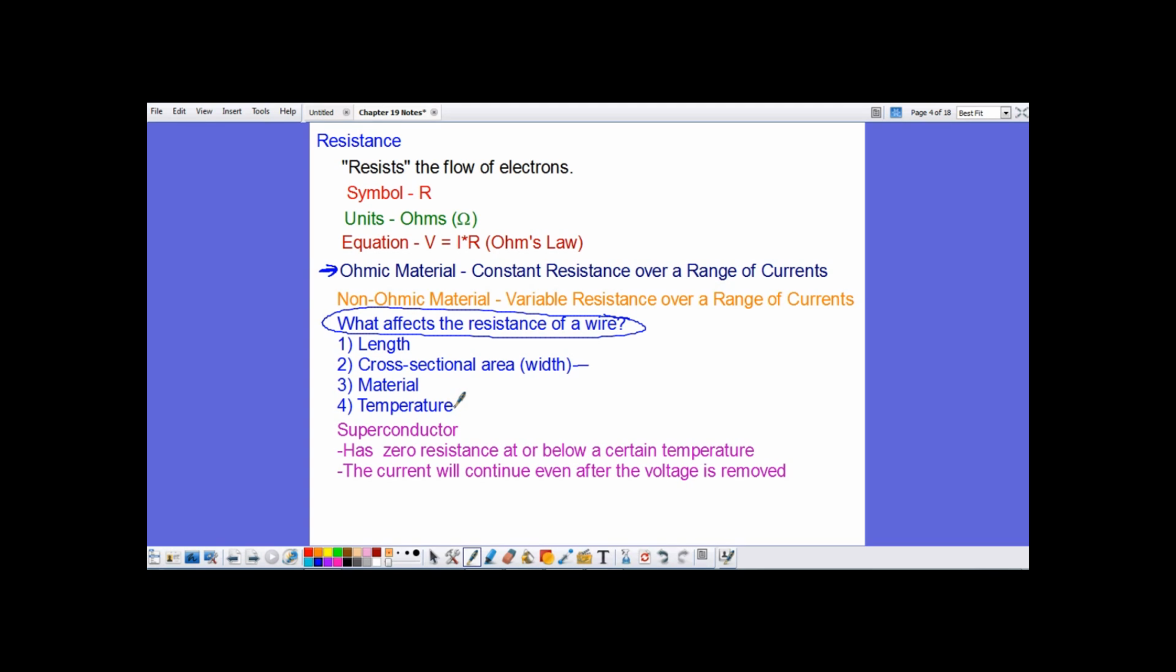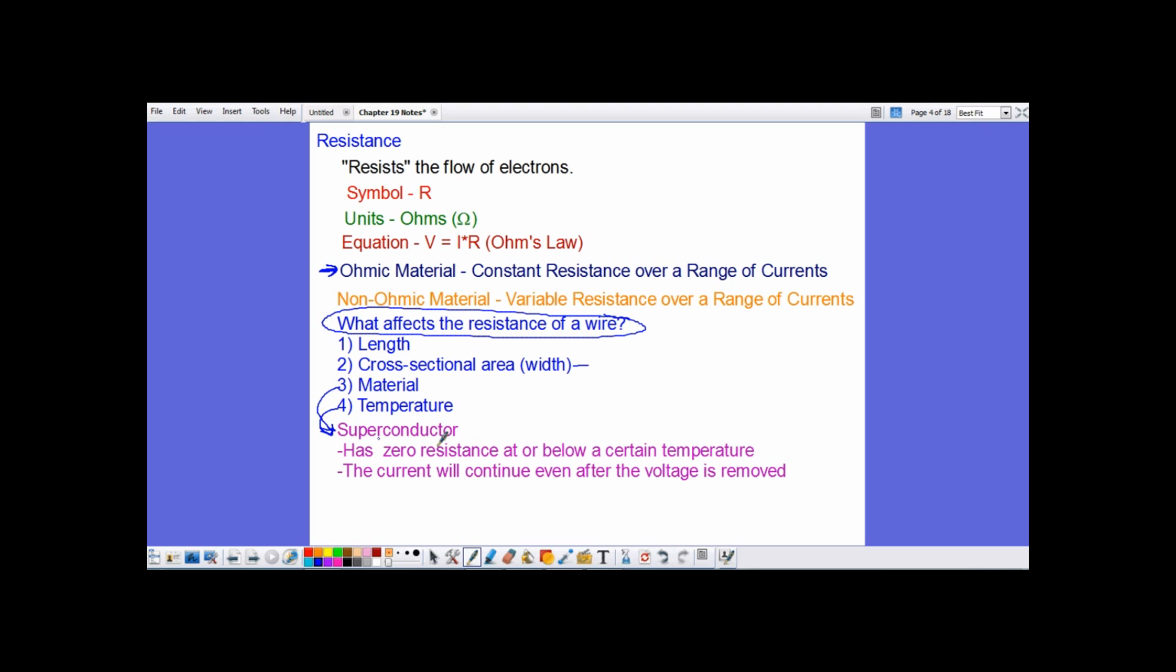This is where we're going to lead into superconductors. A superconductor has zero resistance at or below a certain temperature. And we've got some made of various materials. And the temperature right now is extremely cold. But what happens in a superconductor is that the current continues even after the voltage is removed. Now this could be very important for us.